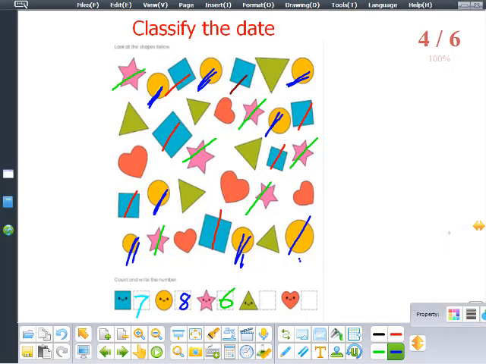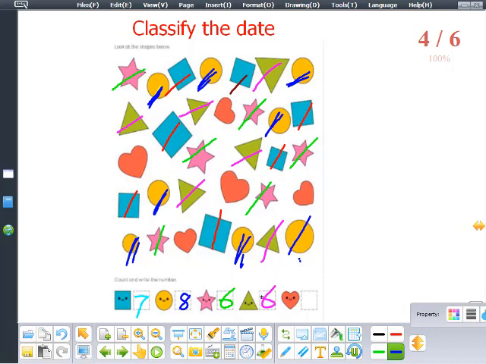The triangle. Here we have the triangles. Let's count. 1, 2, 3, 4, 5, 6. Can you see anyone else? Any other triangle? No. So they are how many? 6. Excellent. Like the stars, they are 6 too. They are 6, like the stars.